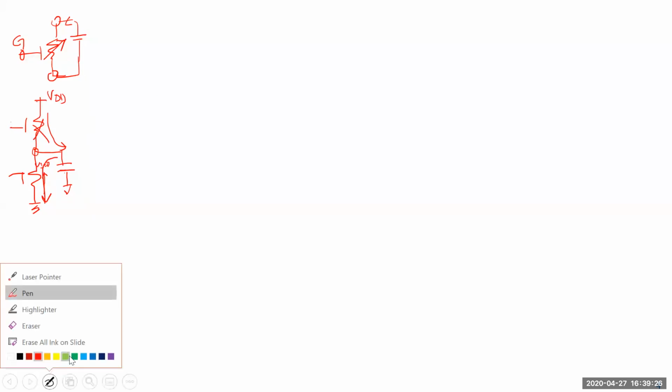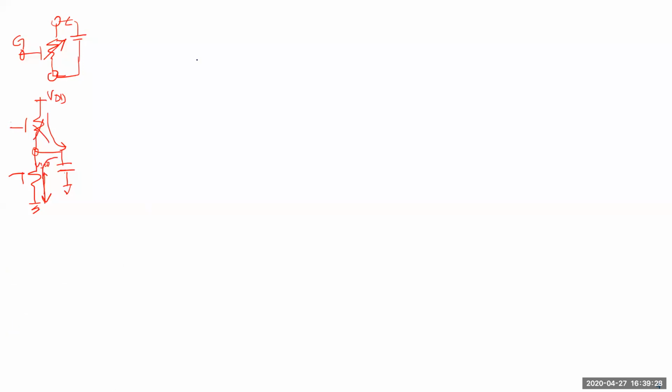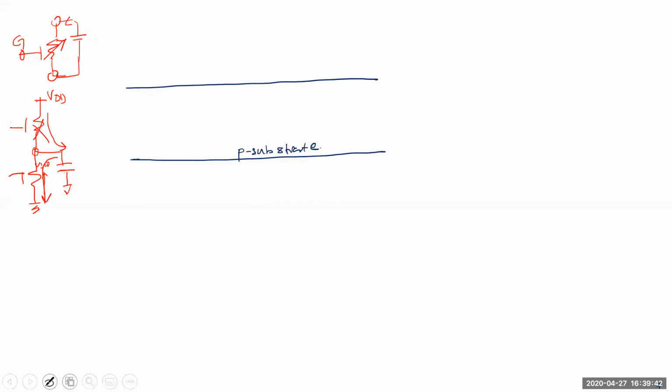So what we have done so far is form the channel. We took a P substrate, which is just a P minus crystal. And then what we did was put an oxide. So this is your oxide. And then we are going to put a metal, which in the IC case is a polysilicon material, okay?